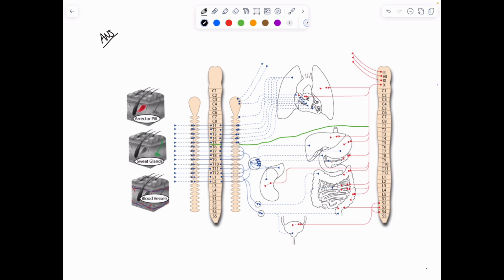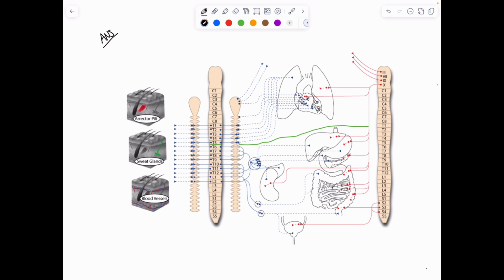With the collateral ganglia, there's the splanchnic nerves. And so the splanchnic nerves are these lines that come away from the collateral ganglia. But as you can see, there's this one neuron that doesn't synapse in the collateral ganglia, and it goes right into this organ right here. That is what you call an adrenal medulla.